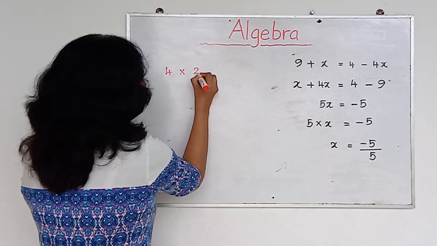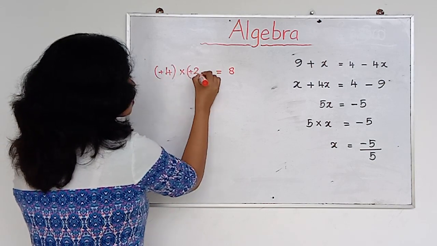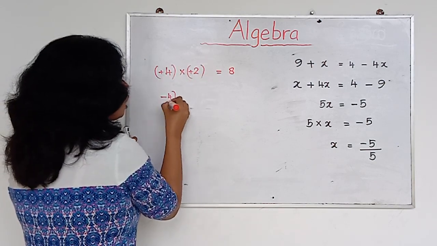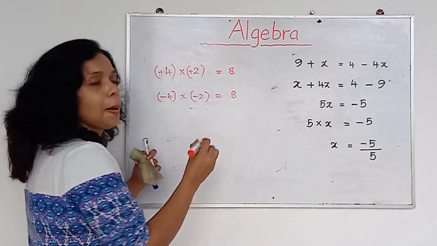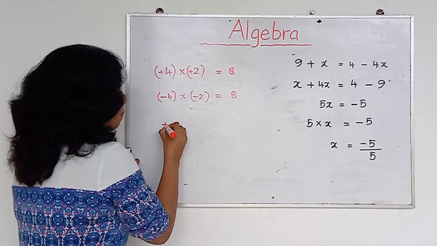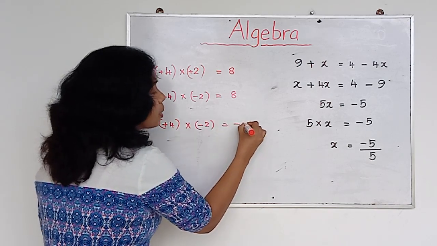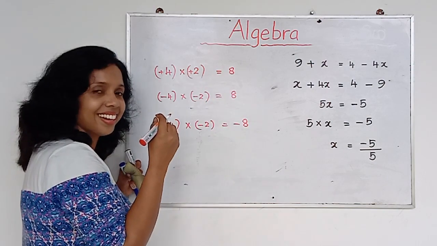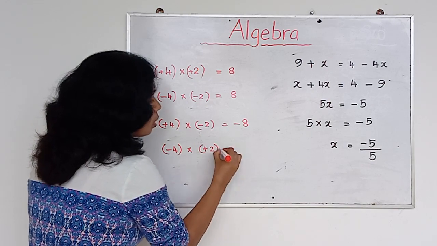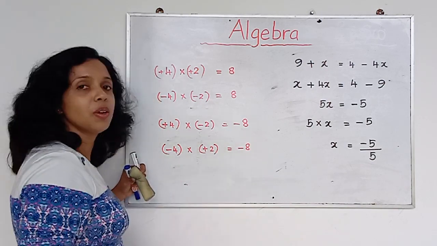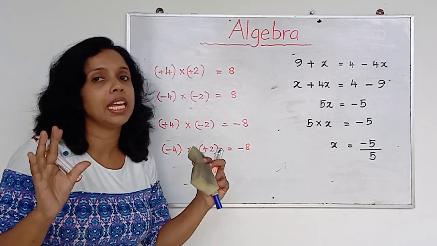4 times 2, it is 8. How? Both are plus, right? If it is minus 4, minus 2, then what happened? Again, plus. Plus 4 minus 2, it is minus 8, right? Minus 4 plus 2, it is minus 8. Now can you understand? Plus 4 plus 2. 4 times 2 is anyway 8.